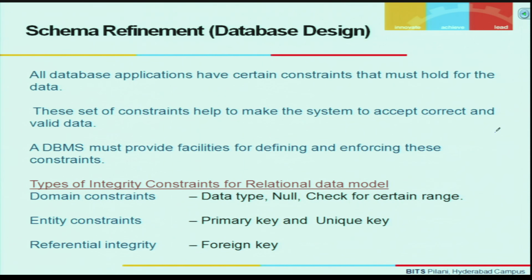The various types of constraints are available, and here we will be considering the following kinds of constraints for the relational data model. Domain level constraints, which talk about the data type for the columns or attributes, null or not null, check for a certain range for the values under specific columns, all these things come under domain level constraints. Then we have entity constraints like primary key constraint and unique key constraints, which are imposed at entity level or row level.